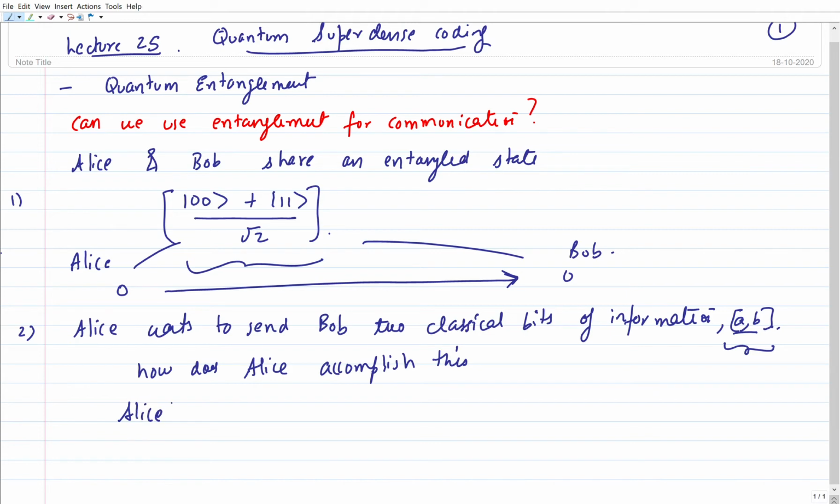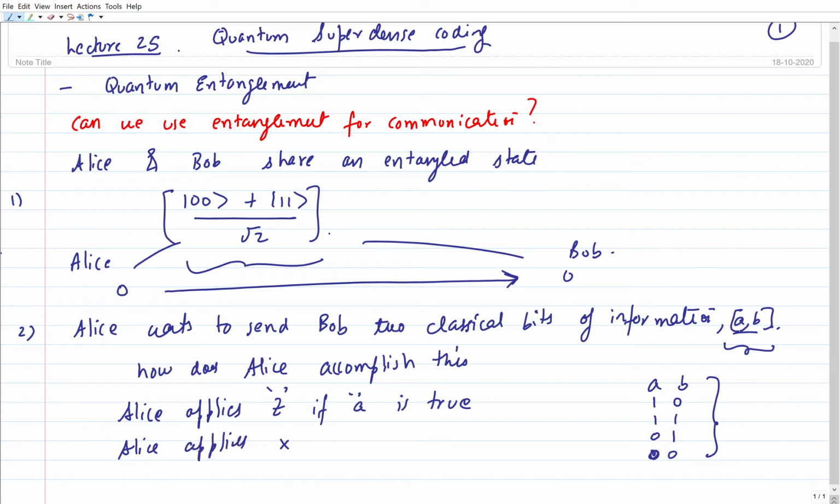So, this is A and B. Well, what can it take? These are the values it can take: 1, 0, 1, 1, 0, 1, 0, 0. These are the possible information that Alice needs to send. So, Alice applies the Z operator if A is true, or A is 1. Alice applies the X operator if B is true. So let's see what I mean by this.